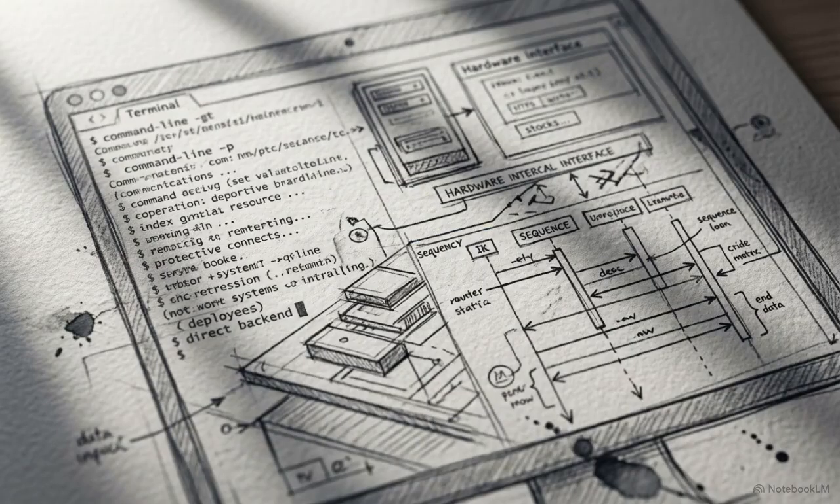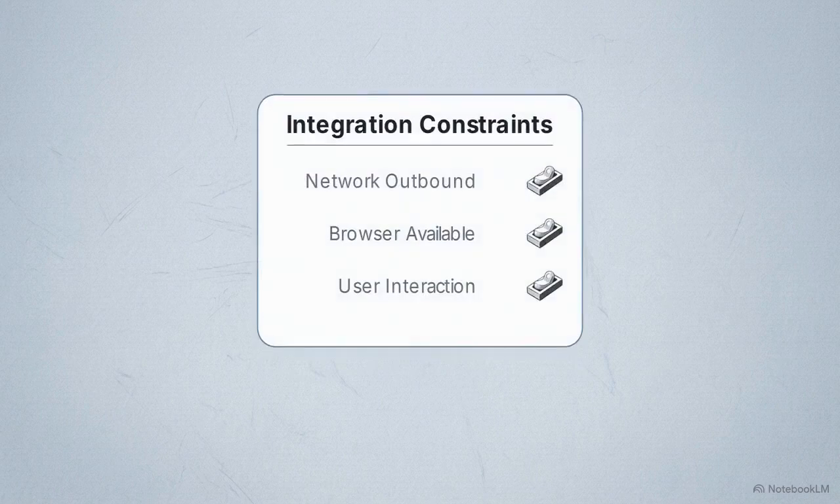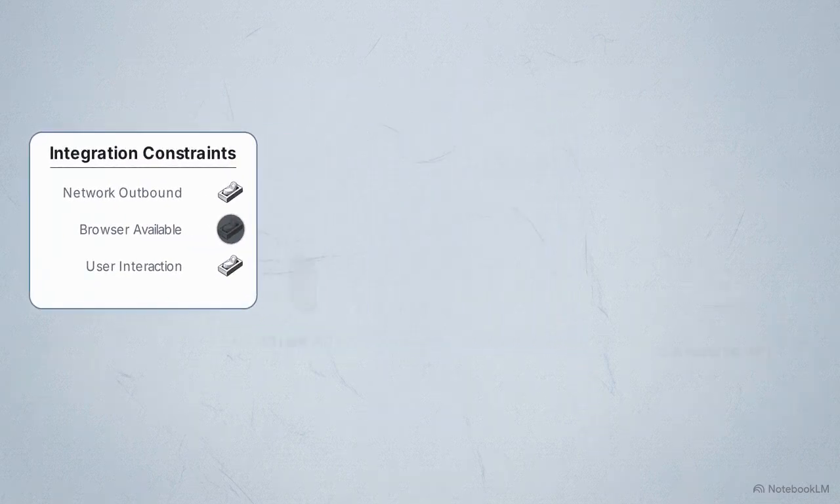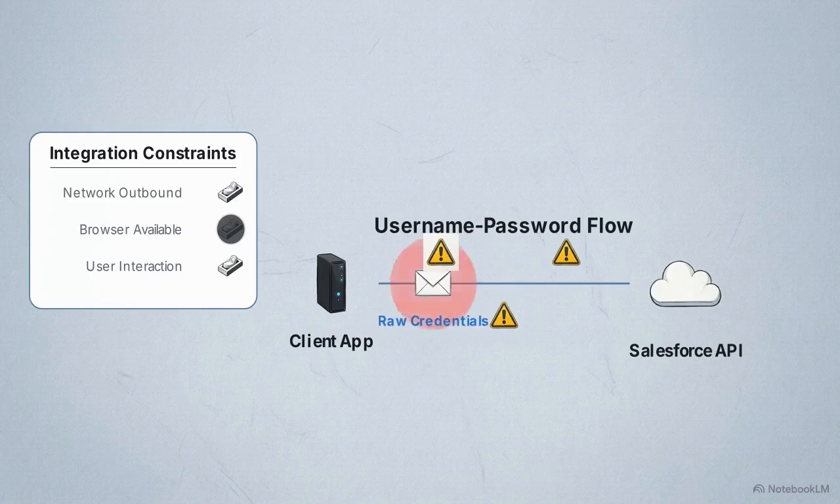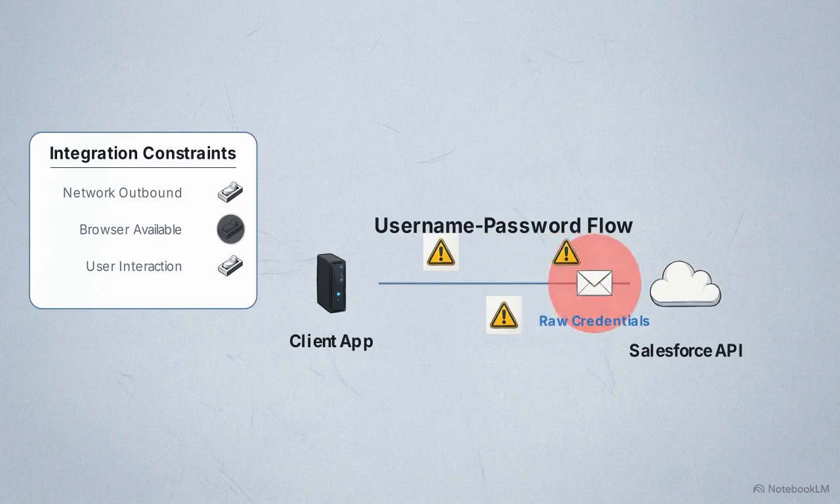The architecture changes significantly if we remove the browser from the equation. Without a browser to facilitate a redirect, systems sometimes default to the username-password flow. Here, the client application must collect the user's credentials and pass them directly to the Salesforce API to request a token. This model forces raw credentials to pass through the application layer, which increases the risk of credential theft if the application or the transit path is compromised.